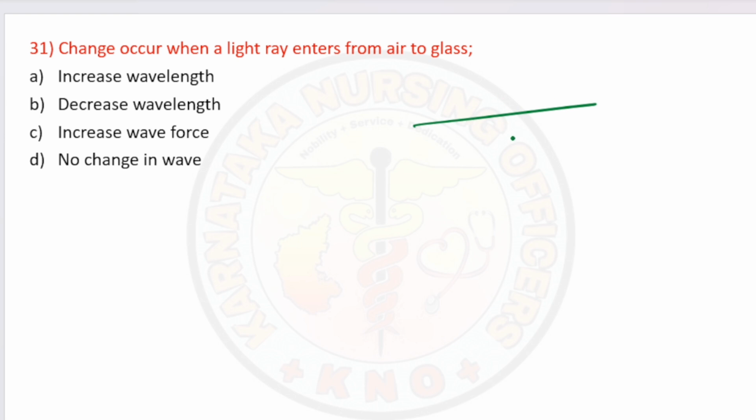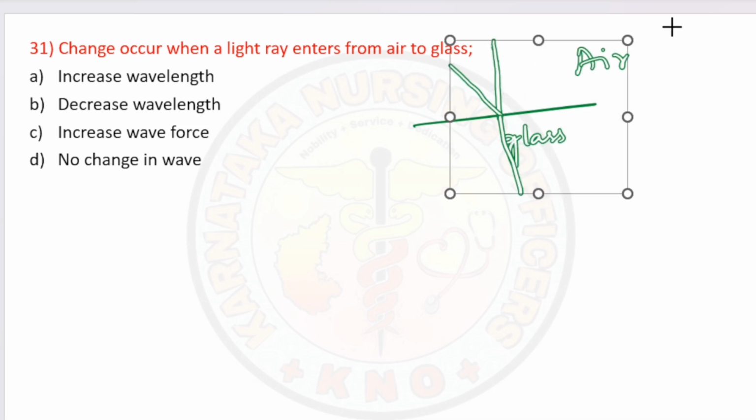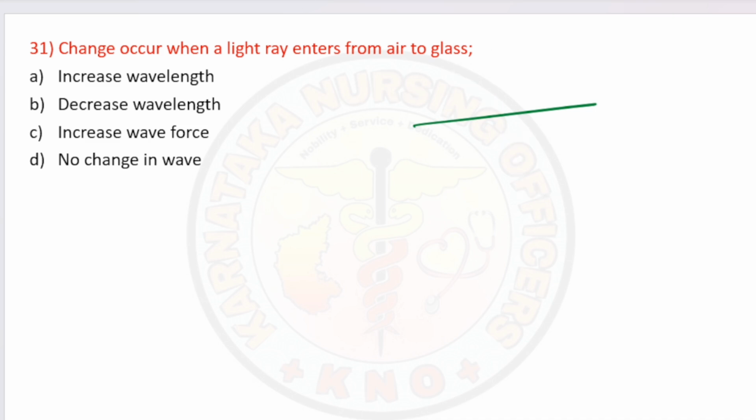So this is glass. This is air. This is the normal. When a light ray is entering from air to glass, it bends towards the normal.